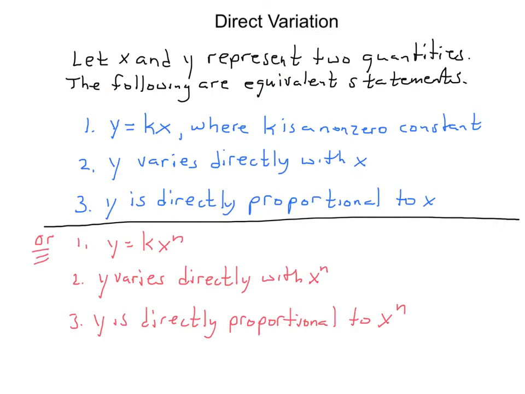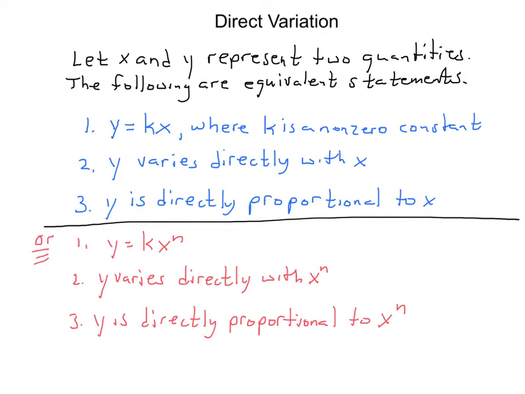Let's first look at a direct variation. We're going to let x and y represent two quantities. The following are going to be equivalent statements. The first one, number 1: y equals k times x, where k is a non-zero constant. That's the same thing as saying y varies directly with x, or y is directly proportional to x. When you hear y varies directly with x, that automatically means right away you should be thinking y is equal to kx. That will be the equation you're going to come up with.